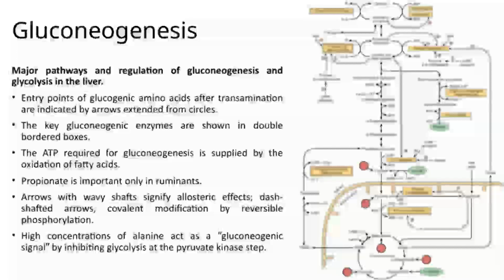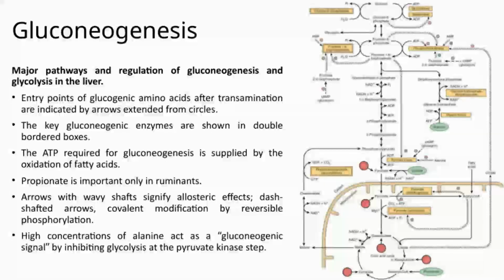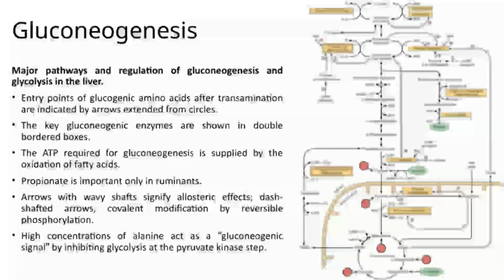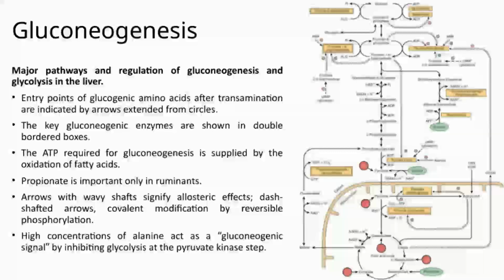Moving on to regulation, you'll notice the arrows with wavy shafts represent allosteric effects, meaning certain molecules can regulate enzyme activity directly through binding. The dash-shafted arrows show covalent modifications like reversible phosphorylation, which modify enzyme activity more permanently. A key regulatory signal here is high concentrations of alanine. When alanine levels rise, they act as a gluconeogenic signal by inhibiting glycolysis at the pyruvate kinase step. This essentially shifts the liver's focus from breaking down glucose to producing it, especially during fasting or prolonged exercise.